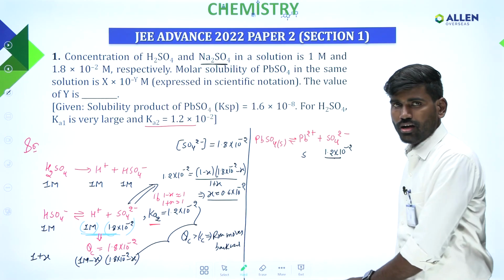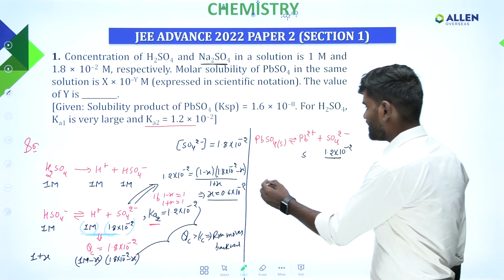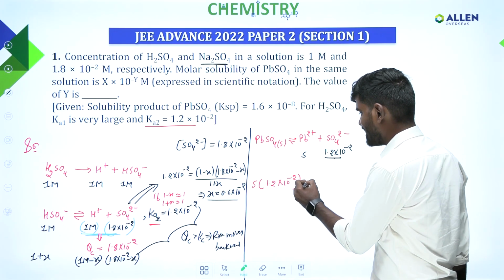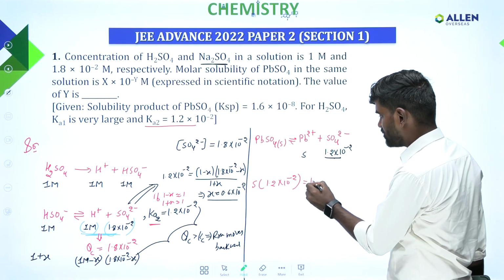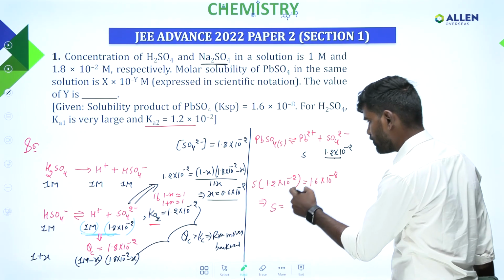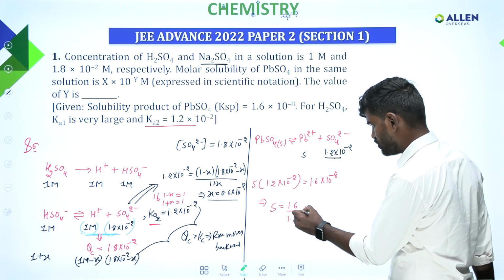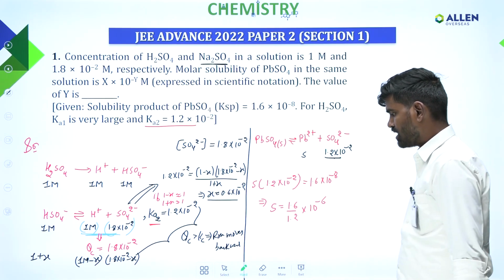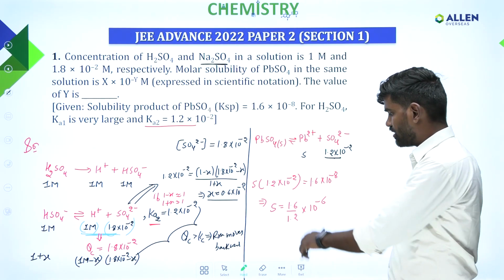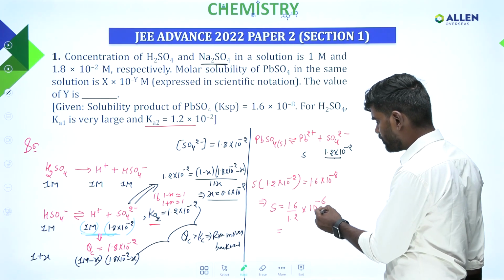If you are done understanding till this step, then our job is done. We will simply write S into 1.2 into 10 to the power negative 2, that is the KSP expression, should be equal to 1.6 into 10 to the power negative 8. After that, S will be what? 1.6 by 1.2 into 10 to the power negative 6. Now this will give you some value, right? It will be 4 by 3. So it will be 1 point something, and apart from that, here it will be 10 to the power negative 6.